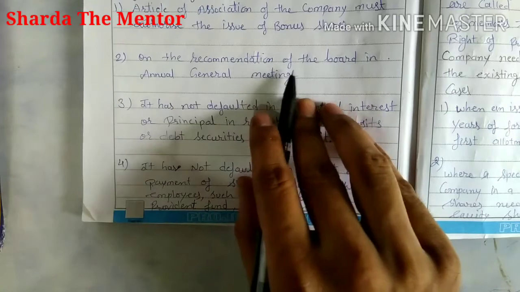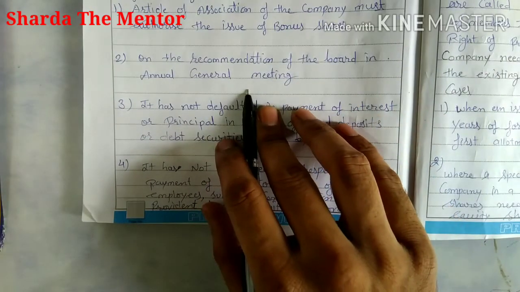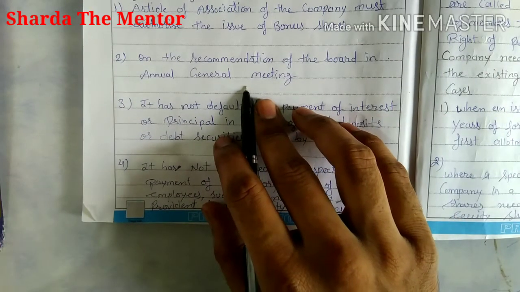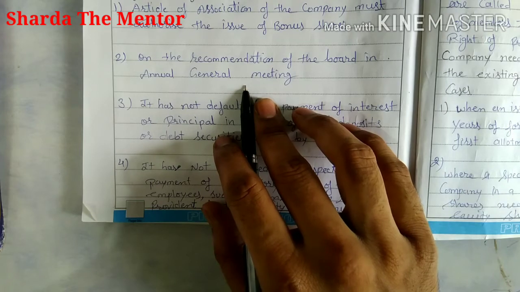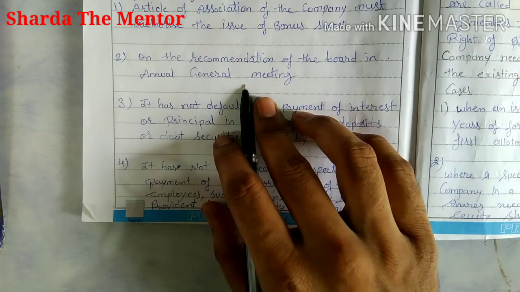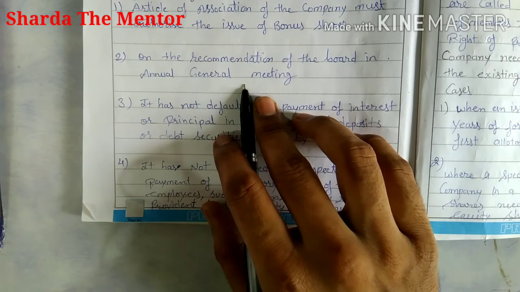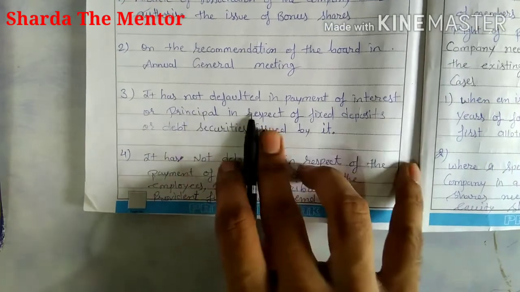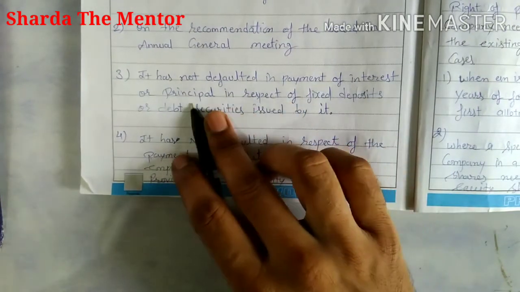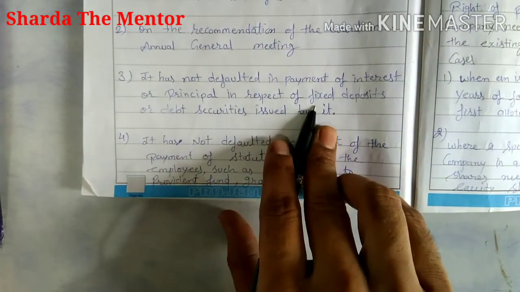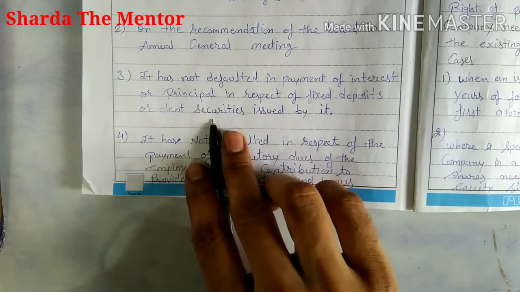Second point, on the recommendation of the board in the annual general meeting. The board of directors will decide at the end of the year whether they will pay dividend or not. So in the annual general meeting, on distribution of profit, they can issue bonus shares. That recommendation should be passed by the board of directors at the end of the year in the annual general meeting. Next is that the company has not defaulted in payment of interest or principal in respect of fixed deposits or debt securities.